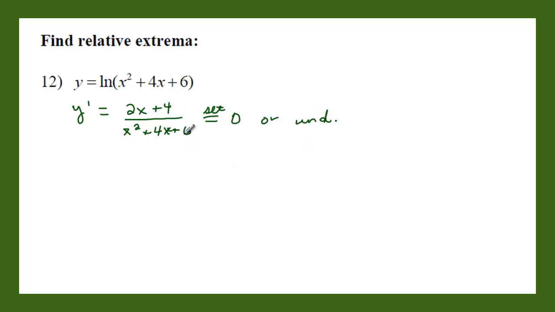Okay, so whenever you have a function that's a rational function, basically remember all you have to do is take the numerator and set it equal to 0, and then take the denominator and set it equal to 0. Okay, so doing that we get 2x plus 4 equal to 0, and then our other critical numbers will come from x squared plus 4x plus 6 equal to 0. Okay, so over here, solving for x, we get that x is equal to negative 2.